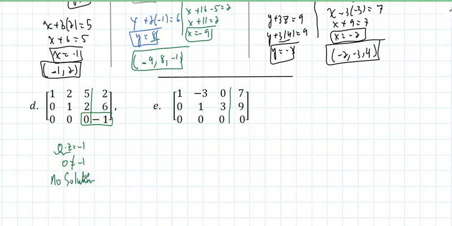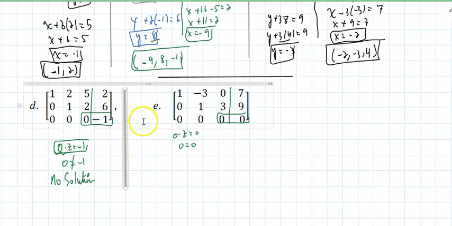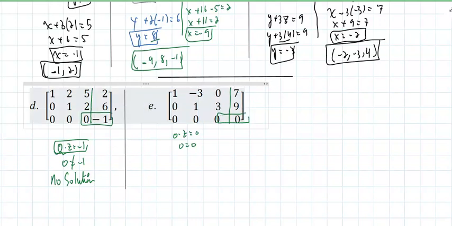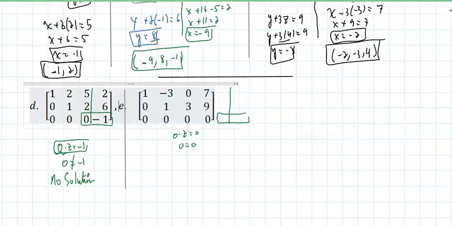Alright? So write it out if you're not sure. And here it says 0 times z equals 0, 0 equals 0. That's an infinite amount of solutions, but not any solutions. You can't say all real numbers. Reason for that, if I pick the point 0, 0, 0, that wouldn't work.